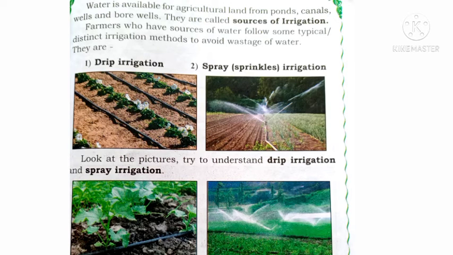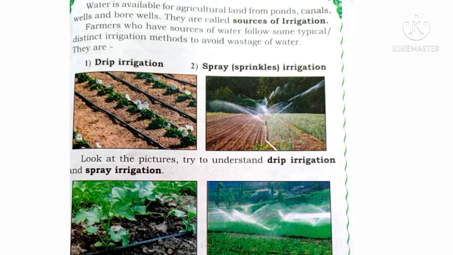Next, farmers who have sources of water follow some distinct irrigation methods, meaning different irrigation methods, to avoid wastage of water. We are using water from ponds, wells and canals, but we want to save the water. There are some different irrigation methods to avoid wastage of water. See, look at the pictures and try to understand this.